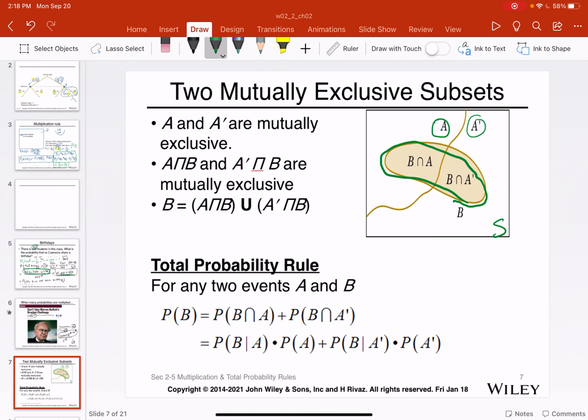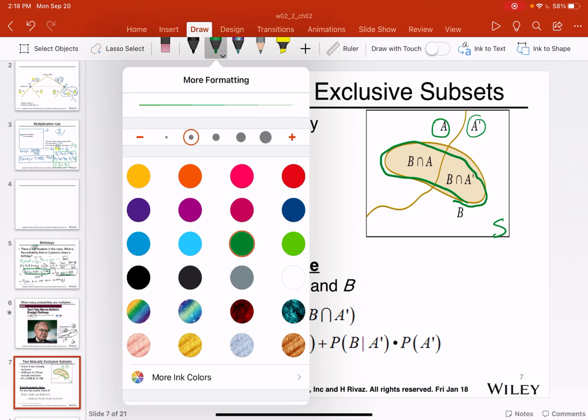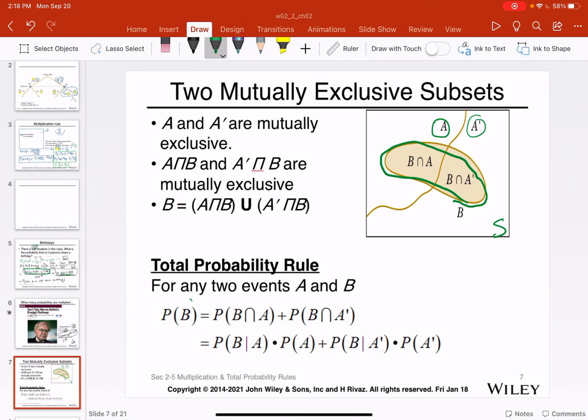All right, so let's move on. This is a very nice way to calculate the probability of B. I'm going to say that the probability of B is the probability of B intersection A plus the probability of B intersection A prime. So the probability of B is this part plus this part.